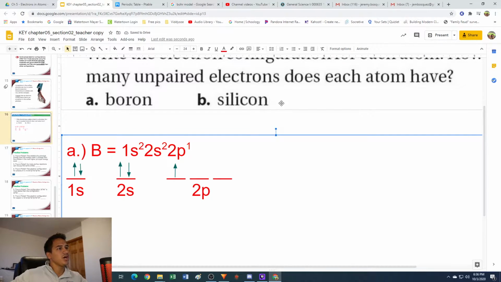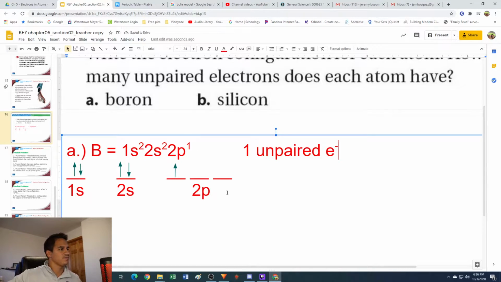So the question was, how many unpaired electrons does each atom have? So in boron, in this case, we have 1 unpaired electron. These first 2 are paired up. Paired means that there's 2 of them together. In the 2s, those are paired, but here in the 2p orbitals, there's only 1 electron, and that is unpaired. There's no other electron paired with it. So to answer this question, we will say there is 1 unpaired, and we'll just write e minus, which is shorthand for electron.